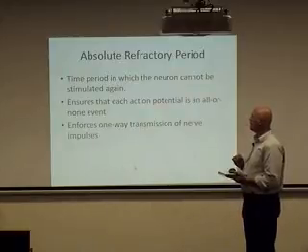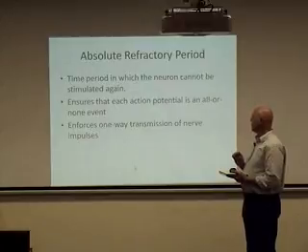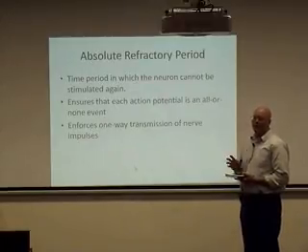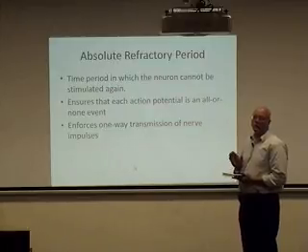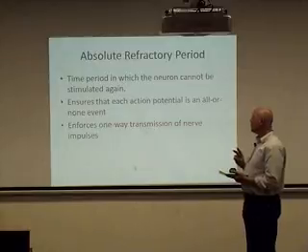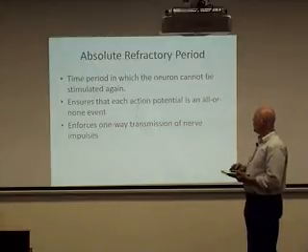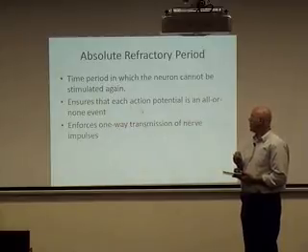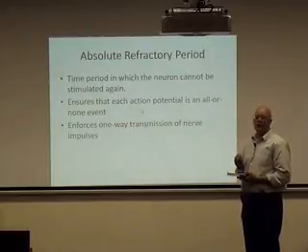We'll talk about the absolute refractory period first. The absolute refractory period is a period in which the neuron, no matter what kind of stimulus I give, will not fire again. The neuron cannot be stimulated again. This is very important for two reasons. One, it guarantees that all action potentials have an all or none response.